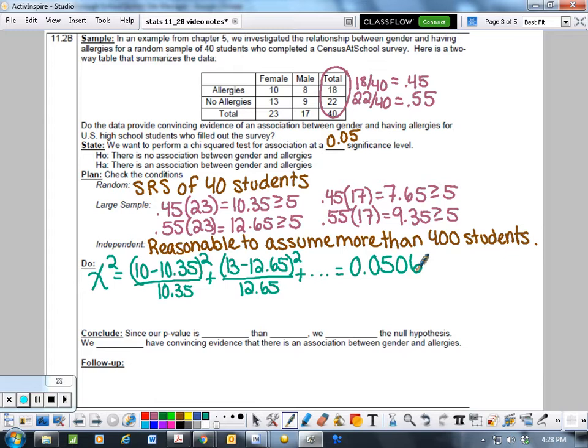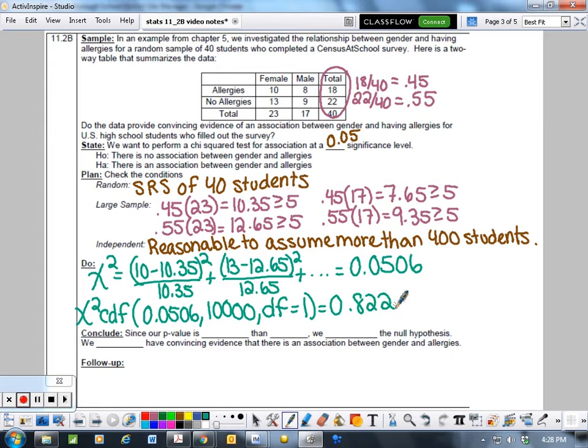So we're good there. So now we're going to calculate that probability, so chi-squared CDF. Lower bound is 0.0506. Upper bound is really, really big. Our degrees of freedom, well, it's a two-way table, 2 by 2. So 1 times 1 gives us 1. And we calculate that probability, which is 0.822.